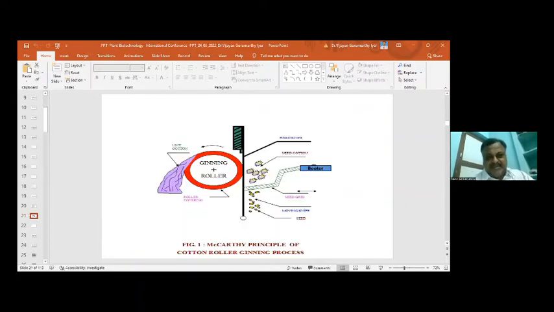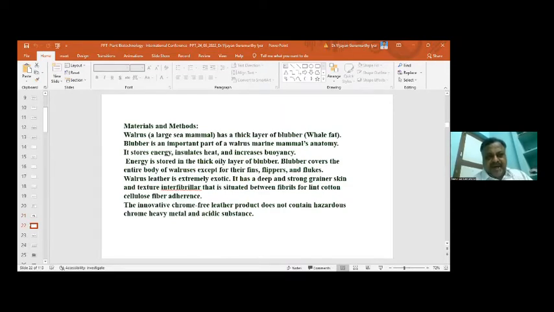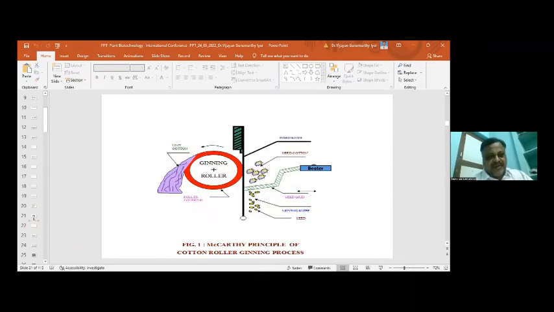So this is a process of how roller ginning takes place, pulling the fiber and removing the seed from the seed cotton. As for materials, earlier walrus blubber was used, and in the USDA, United States Department of Agriculture, Gillum did extensive work on the properties of gin roller covering materials for cotton roller gins. So this is the cotton roller gin. The gin roller is an important element of the cotton roller ginning process to remove the fiber from the seed. From the seed cotton, the seed is separated and the lint cotton is separated.